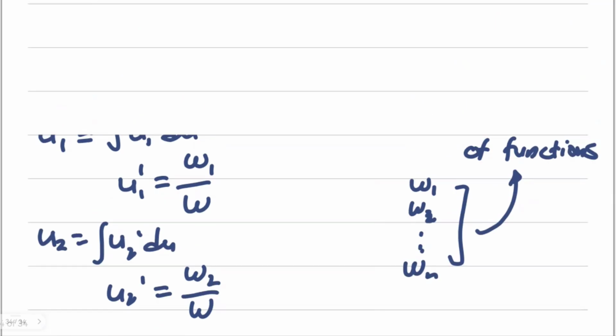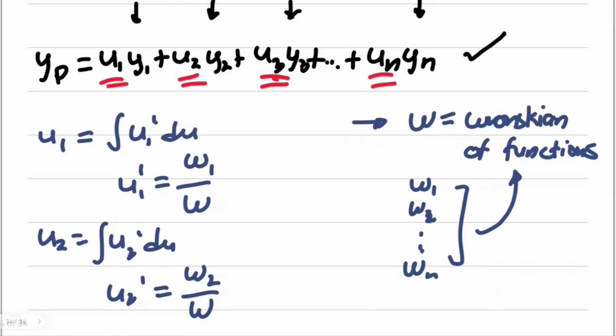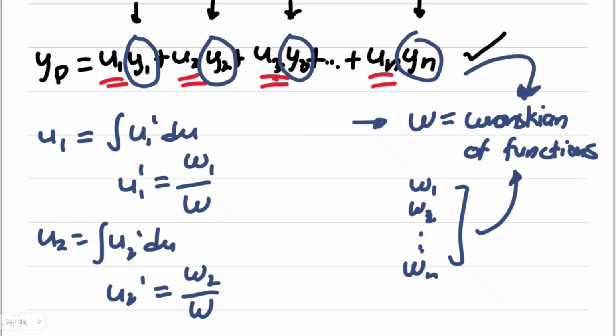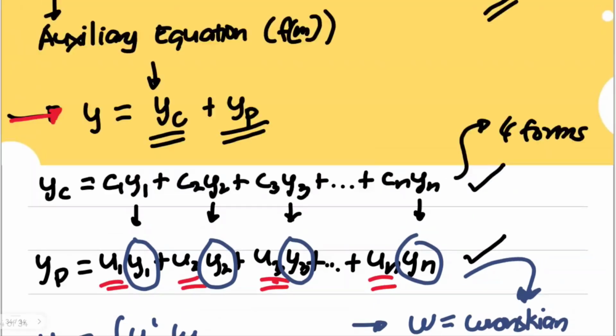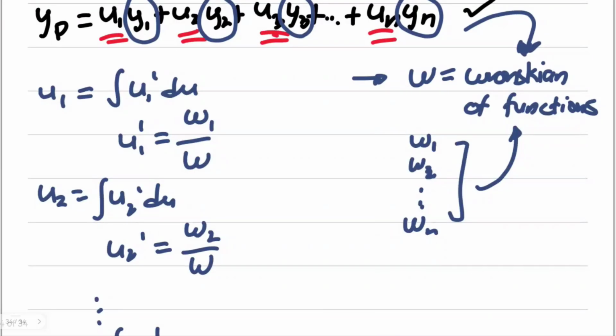Now, we know the Wronskian of functions to be the determinant of the functions. So what would be the functions we're using here? It's these functions here, y sub 1, y sub 2, y sub 3, y sub n. That would be the use of our Wronskian. Again, the y subs are derived from the y sub c, so of course we would always start with our y sub c.